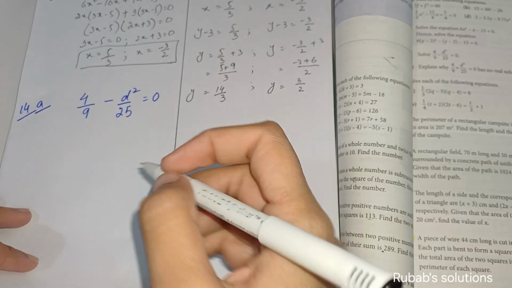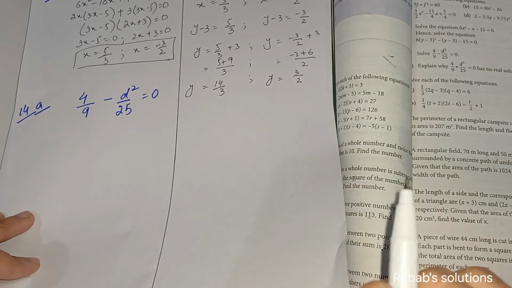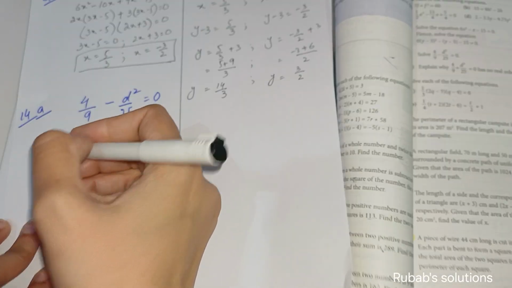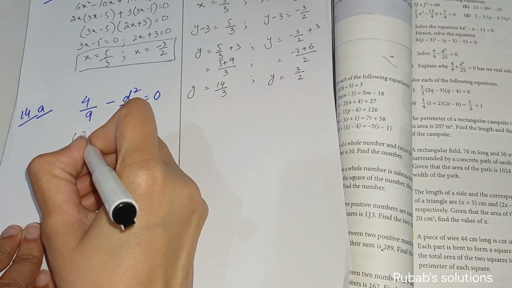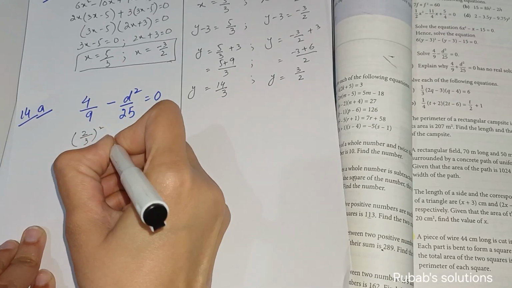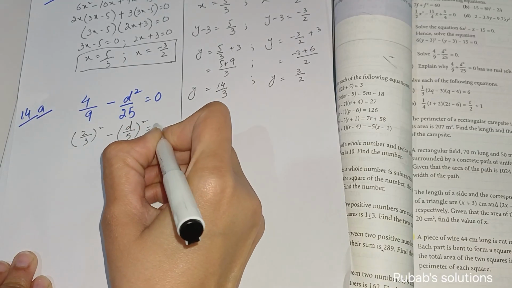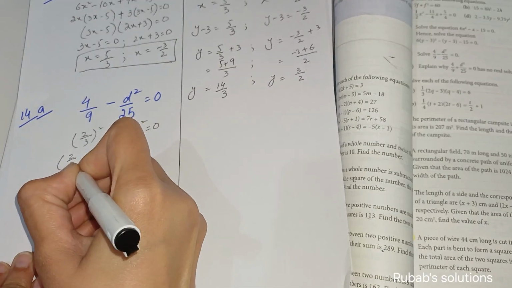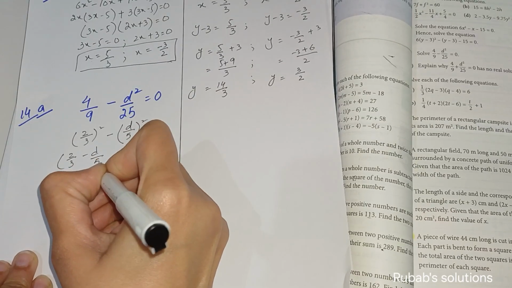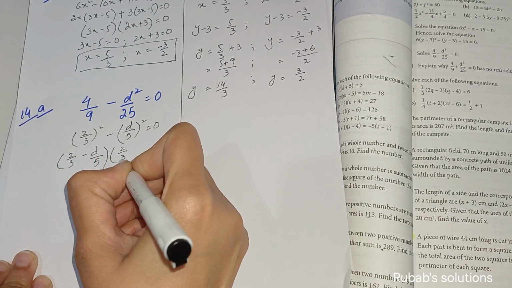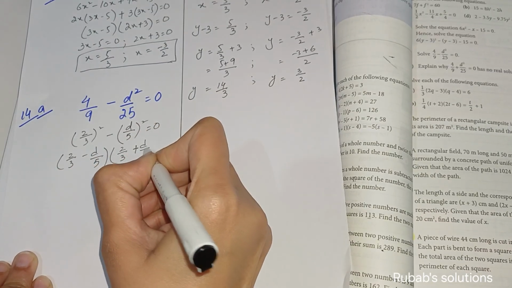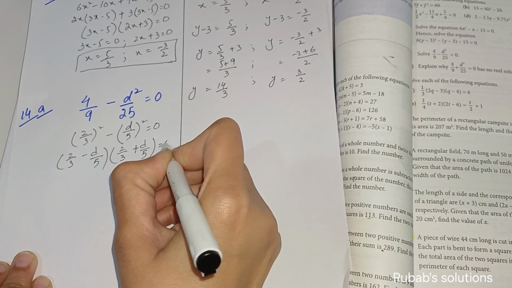Question number 14, part A. 4 by 9 minus d square by 25. Clearly we can apply the third formula. From here can I write 2 by 3 whole square minus d by 5 whole square is equal to 0. So 2 by 3 plus d by 5 and 2 by 3 minus d by 5 is equal to 0.